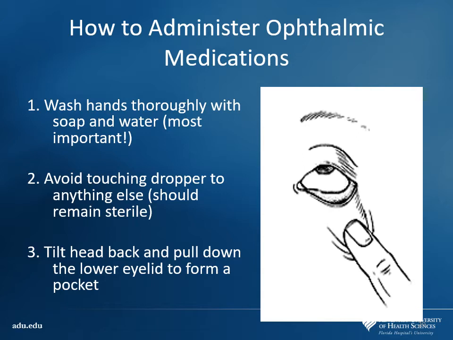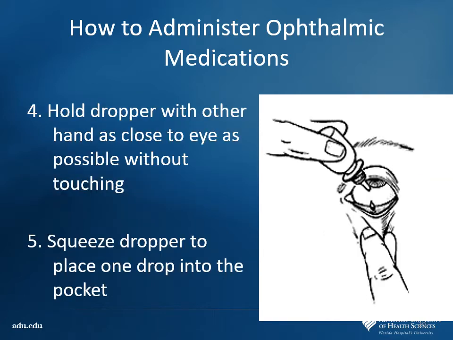Basically, you're going to have them tilt the head back, and then you're going to have them pull down the lower eyelid, and you form a nice little pocket there. And that's basically what we're going to be aiming for, shooting the drug in there, right? Whether it be an ointment, whether it be the solution, whatever the case may be, you can form that little pocket. Using the other hand, you're going to get the dropper as close as possible without actually touching the eye and administer the drops, however many you need to do based on the prescription.